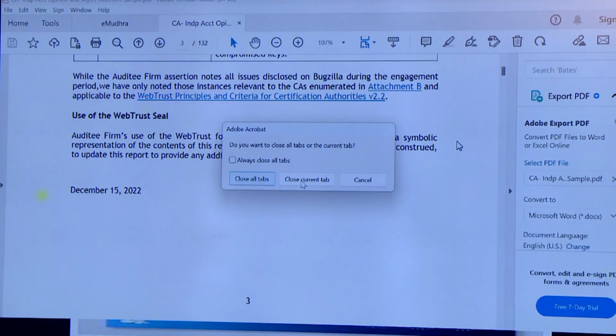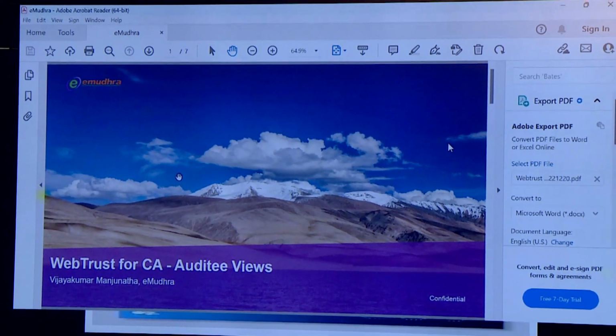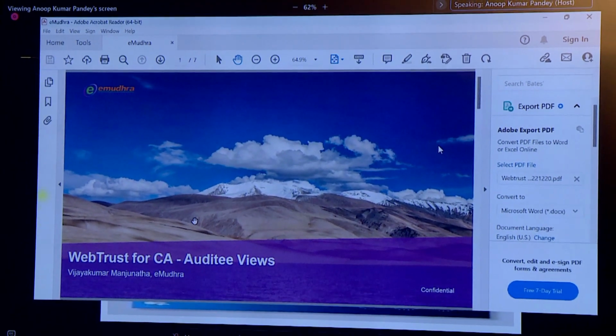Yes, sir. This is the only document. No other audit notes, no other checklist, no program copy, nothing of that. We just have to submit this.